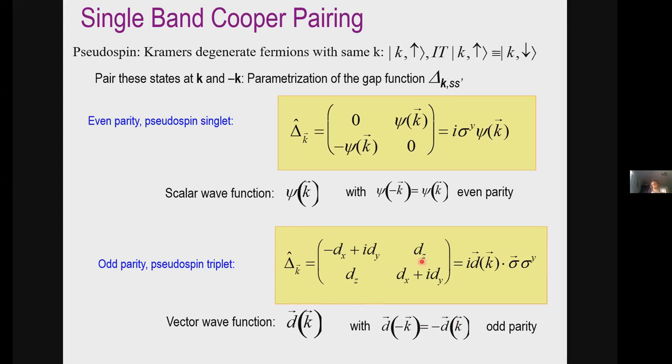This is an odd notation, perhaps, if you're looking at it in terms of the components of d. But the important point is that this vector d rotates as a vector under spin rotations. And I'll talk a little bit more about these d vectors as we go along, because I realize that we don't often speak that much about spin triplet superconductors.